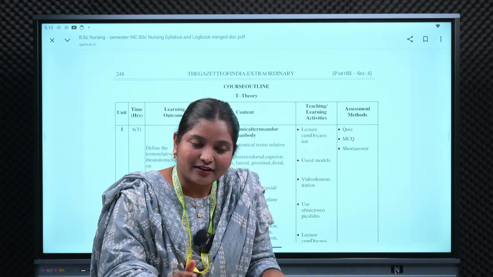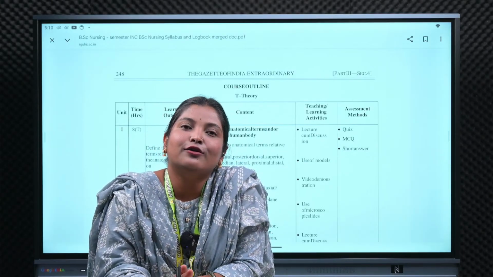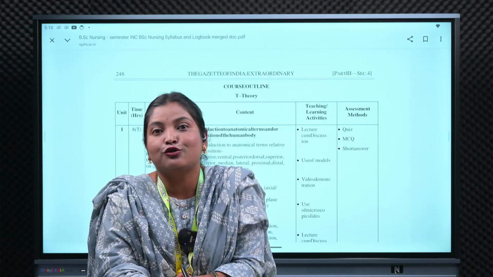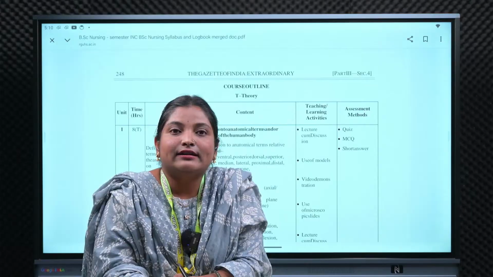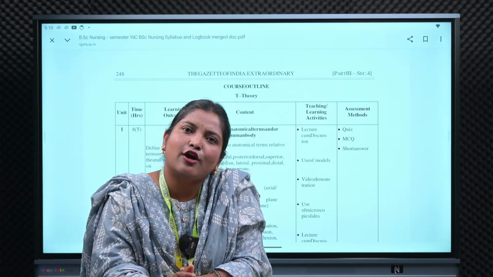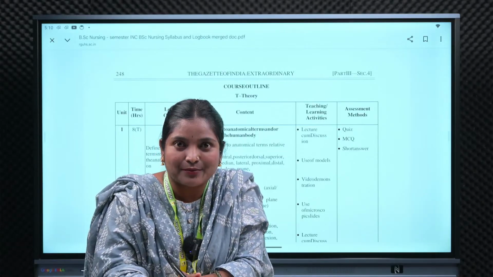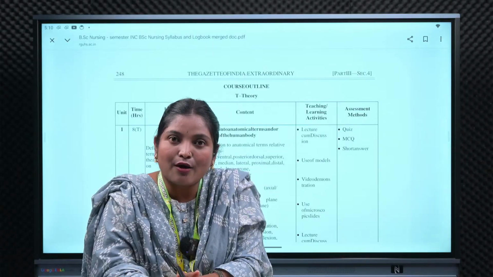So be clear with this, my dear students: anatomy means we are going to study the structure of the human body or the organs. What is the shape of the stomach? For example, I am telling each and every organ. The kidney is a bean-shaped organ. This kind of structure, how it looks.